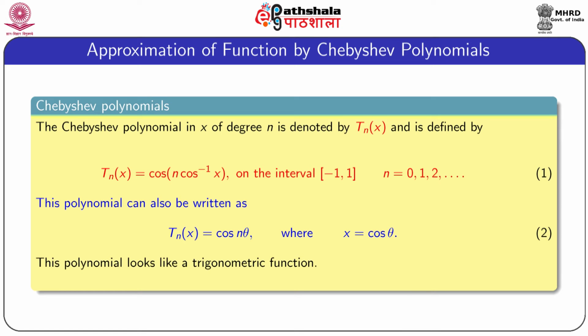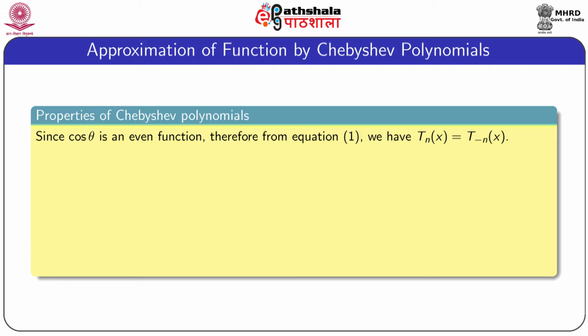These polynomials look like a trigonometric function, but this is an algebraic function by expanding the cosine function and the cos inverse function. In particular, when n equals 0, T0(x) = 1 and T1(x) = x. These are the initial values of the polynomial Tn(x) for n equal to 0 and 1. We know that the function cos θ is an even function. Therefore, from equation 1, that means from the definition of Tn(x), we can show that Tn(x) = T-n(x).